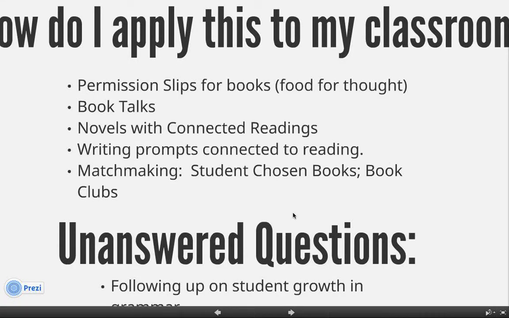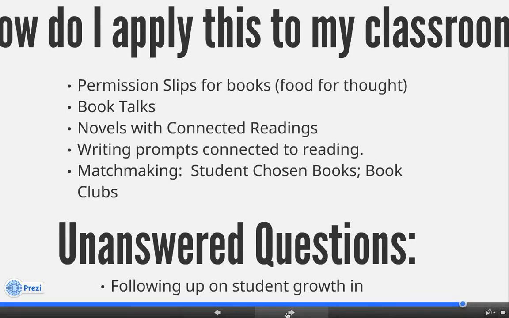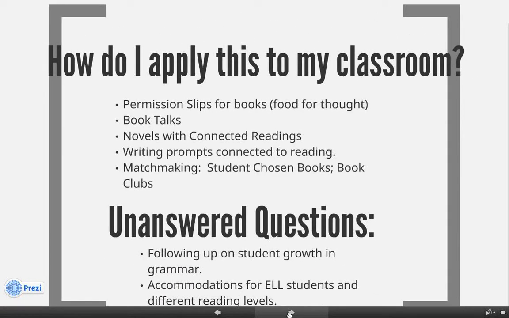Some unanswered questions that I had to do with following up on student growth and grammar. I think that it was fabulous, this idea of not teaching in a vacuum and having it very applicable to what the student needed to know and learn. I just wasn't sure how she followed up with that piece. How were you confident that students had mastered the idea of subject and verb agreement, for instance?